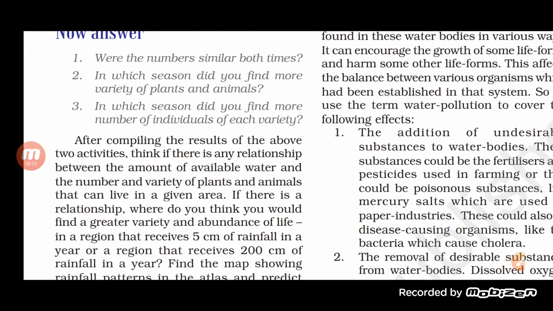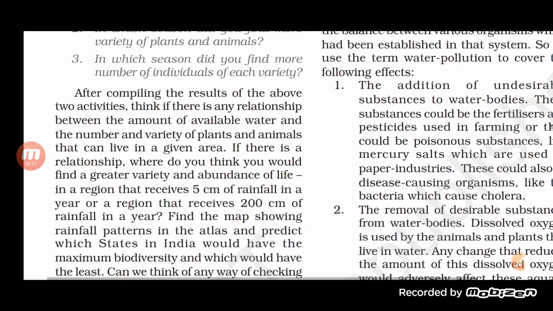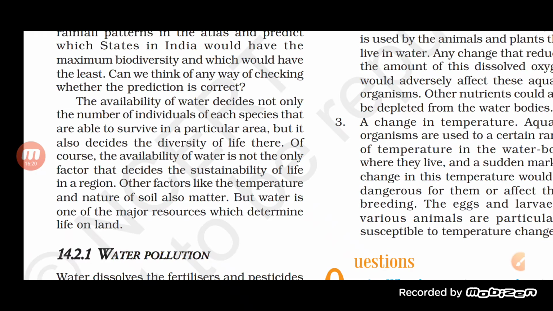See here, after compiling the results that we got in the activities, you can see that the availability of water decides not only the number of individuals of each species that are able to survive in a particular area, but also the diversity of life there. Of course, water is not the only factor that decides the sustainability of life in a region. Other factors are also there, like temperature, and the nature of the soil also matters, but water is one of the major resources which determine life on earth.